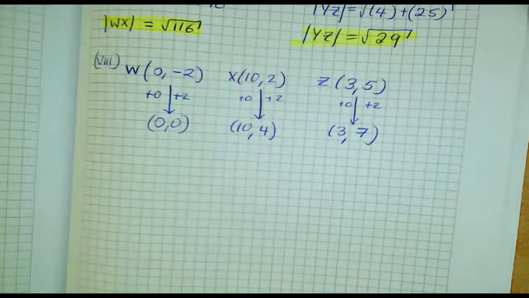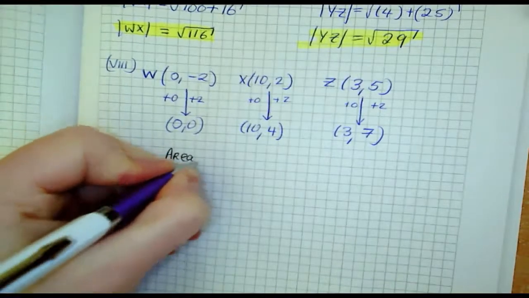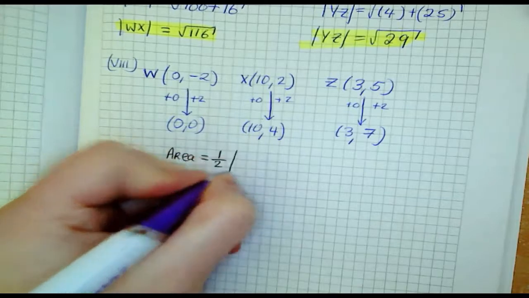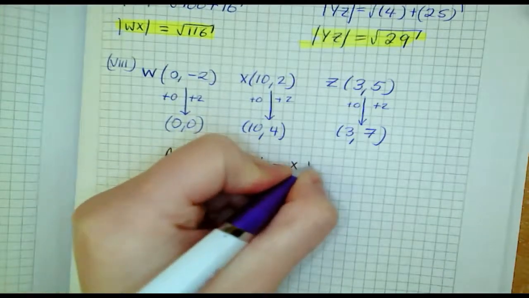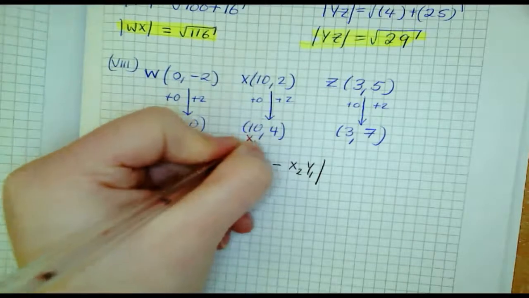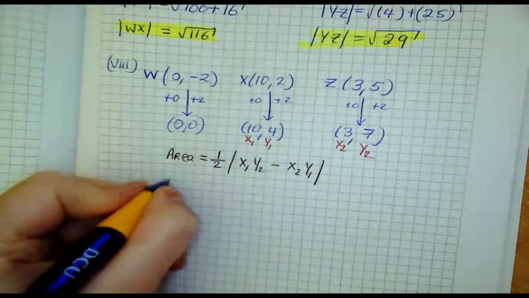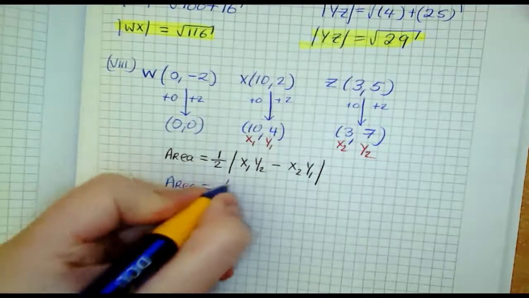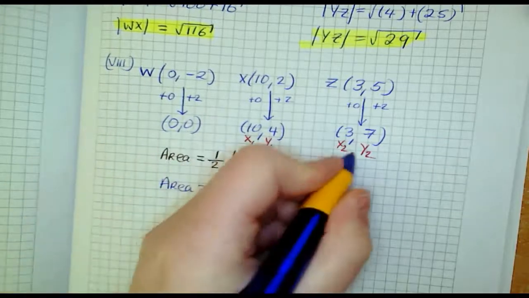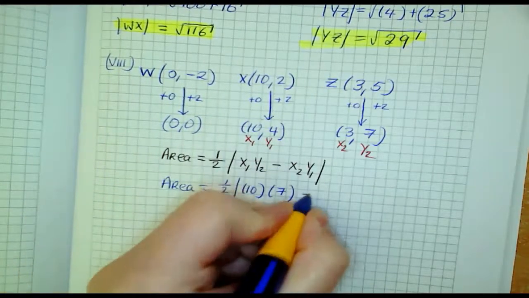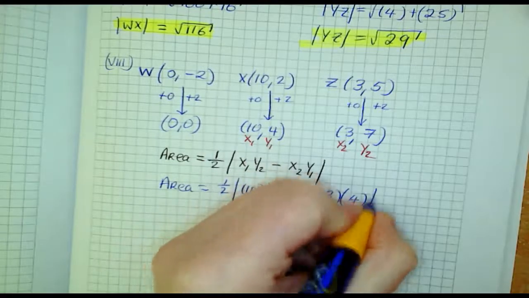So now our formula, again, it's in the log tables, so we don't have to learn it off. We just have to know how and when to use it. So the area is equal to a half of (x1 y2 minus x2 y1). So I'm going to label my points x1, y1, x2, y2. So area is a half my x1, which is 10, by my y2, which is 7, minus x2, which is 3, by y1, which is 4.